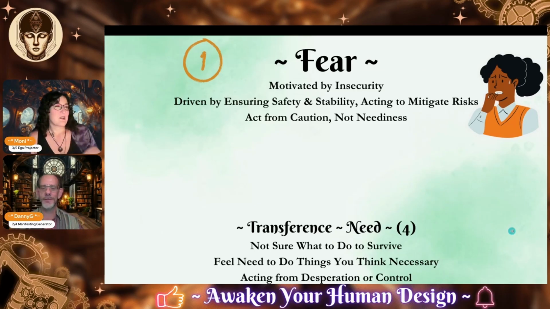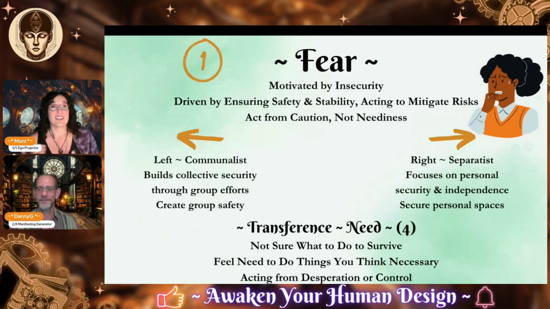Let's go shoot for the trajectory. With the motivation of fear, if it's a left arrow, then it's communalist, and they build collective security through group efforts to create group safety. On the flip side, with the right arrow, it's the separatist, which focuses on personal security and independence and securing personal spaces. These things are blended. They are blending all the time. They can live in their extremes, yes, and you'll see them in their extremes, but they blend all the time, on a daily and weekly basis, moment to moment.